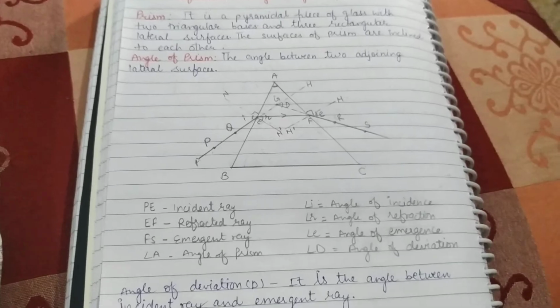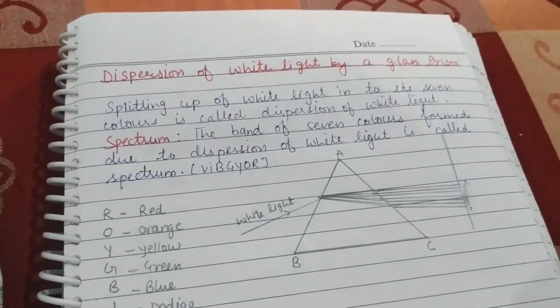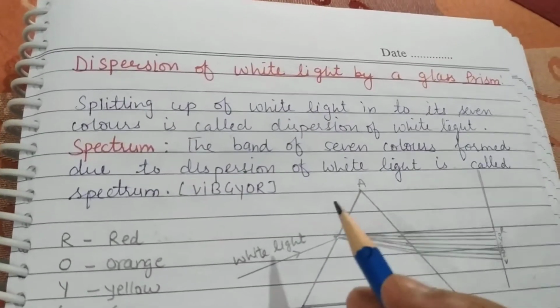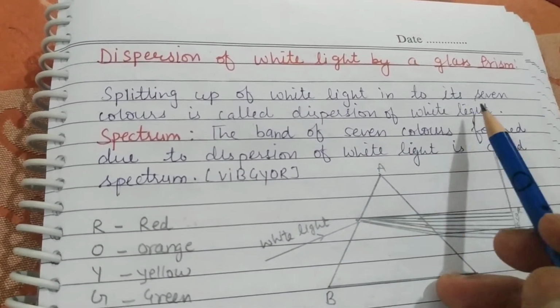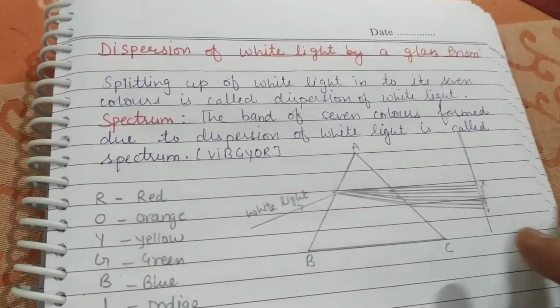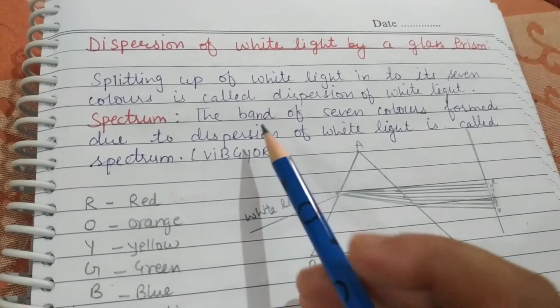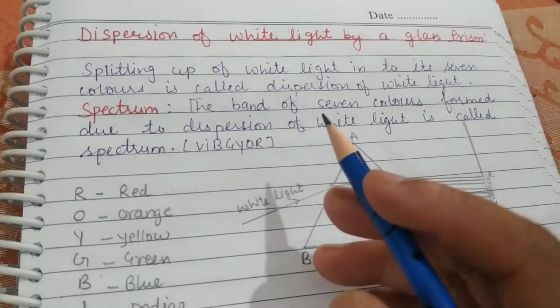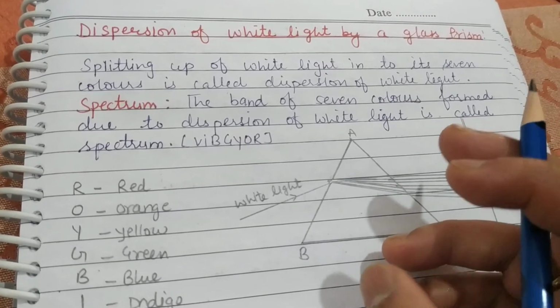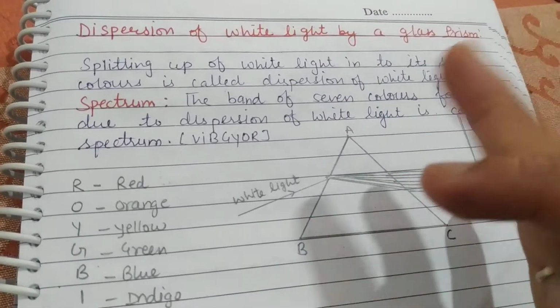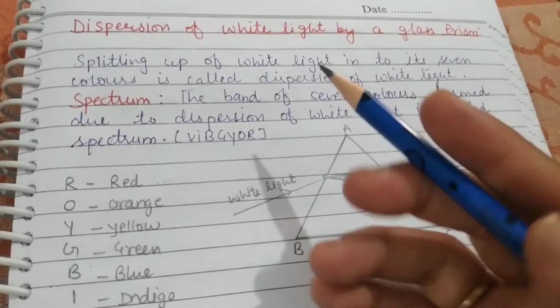Okay, so let us move to another case, that is dispersion of white light by a glass prism. We all know that when light passes through a prism, it can be split into various colors, right? So that is called dispersion.